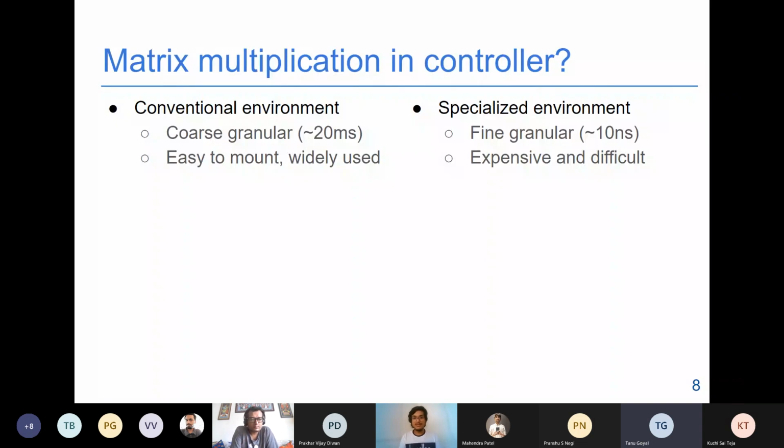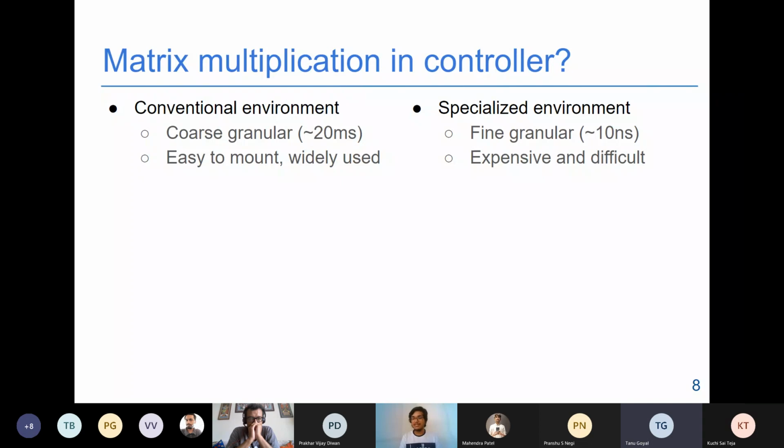So at this point, I'm introducing you to two possible attacks. One is a conventional attack and the other a specialized attack. In a conventional attack, the attacker can measure power at coarse granular time intervals, let's say every 20 milliseconds. This attack is easy to mount and it is most widely used. However, in specialized attacks, the attacker can measure power every 10 nanoseconds, and this is expensive and difficult to mount.